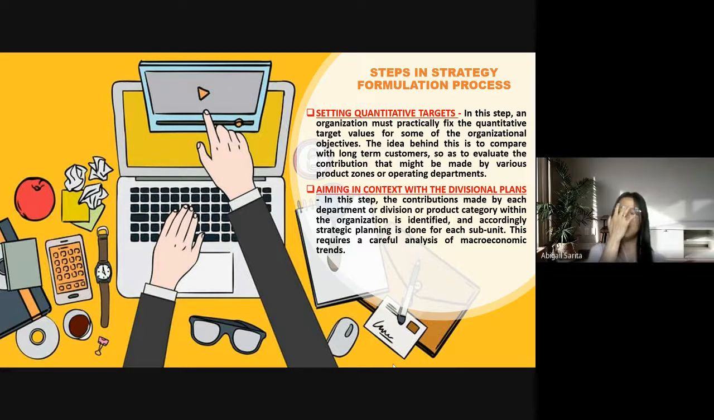Okay, thank you, honey. So, class, when we say aiming in the context with the divisional plans, dito papasok, class, yung division or segmentation of roles and responsibilities. Ibig sabihin, ikaw, for example, business owner ka, paano mo hahatiin or isa-subdivide yung mga tasks and responsibilities sa bawat departments mo. For example, meron kang 5 departments. Housekeeping, front desk, sales, engineering, at saka ano pa ba yung isa?